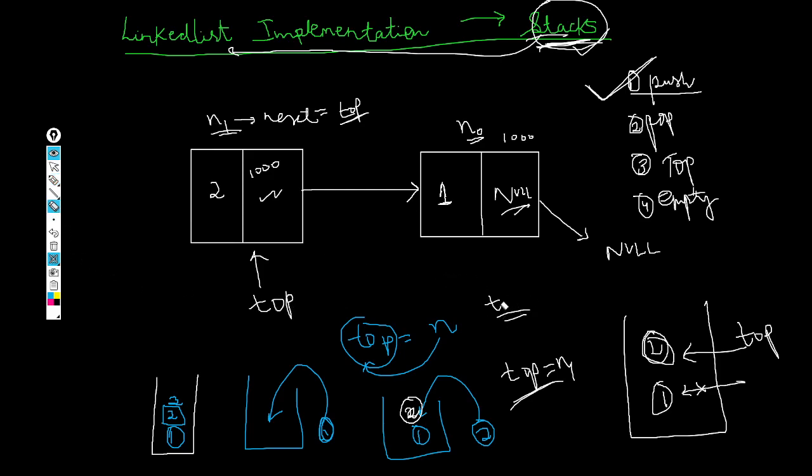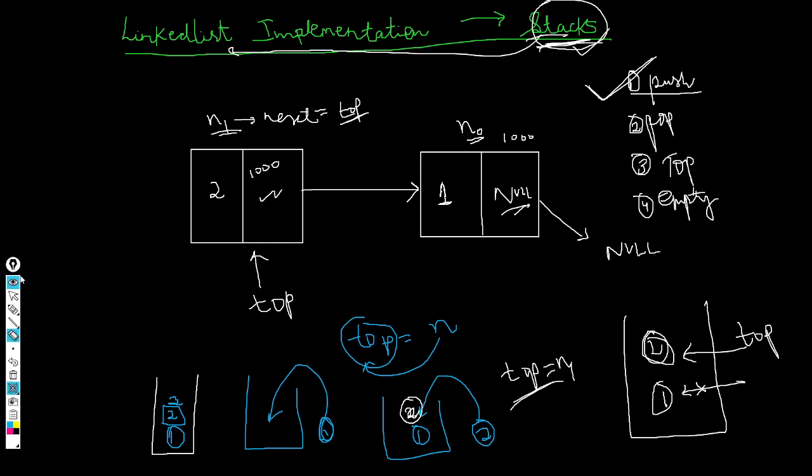And in a similar fashion, if we want to add another node, what we'll do is create another node and connect this node to this particular node. How will we do that? By making, let's say this node is n2, so the n2's next will now again be equal to top, right?